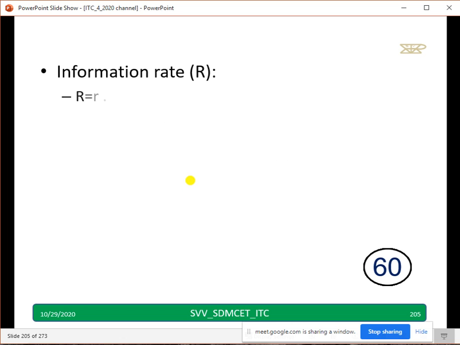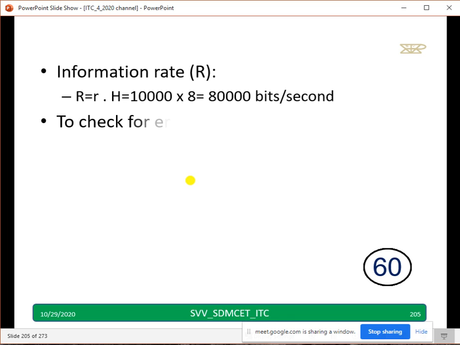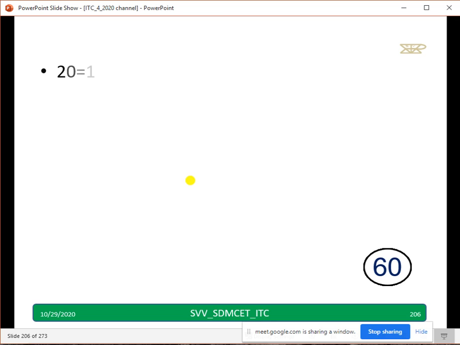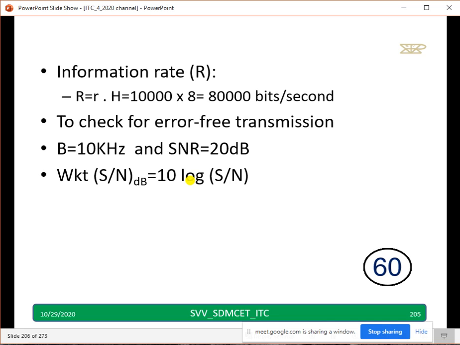The information rate R is given by R equal to small r into H. All of us know, 10,000 you have calculated as the rate. H you have calculated just now. It will become 80,000 bits per second. And for error-free transmission, all of us know B equal to 10 kilohertz. We know SNR is 20 dB given, and S by N in terms of dB is 10 log S by N. All of you know, even in your labs also I used. Just copy down this. Then we'll go to the next slide.